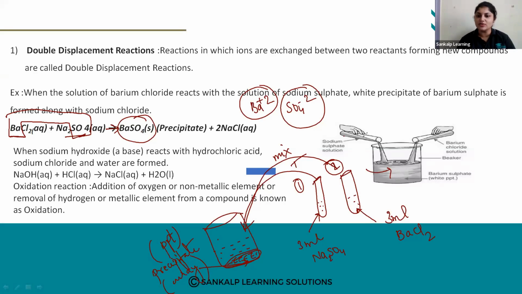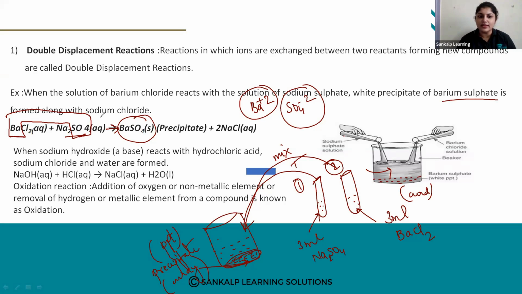So from both the test tubes, the solutions are added in the beaker and a white ppt is formed. White ppt is nothing but a precipitate which is in the form of curd. Okay, in the form of curd, it is formed at the bottom. So it is the precipitate which is formed. It is of barium sulfate.